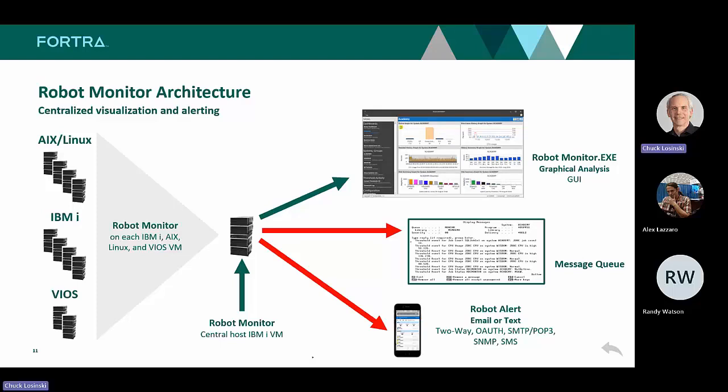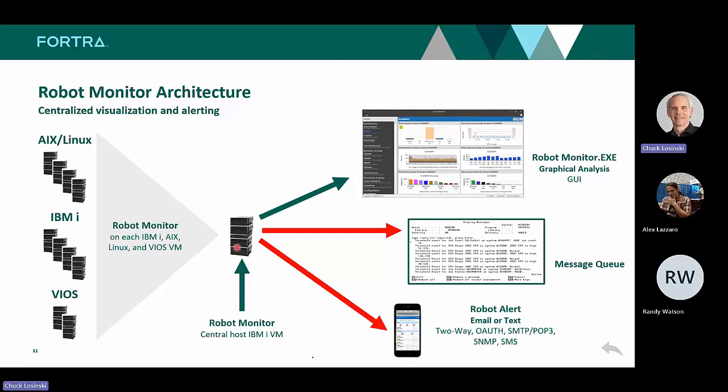As far as the architecture of Robot Monitor, it looks like this. You would install Robot Monitor on all your Power System partitions. You must have at least one IBM i partition, and one of those IBM i partitions is identified as being the central Robot Monitor host system. All the other partitions will be reporting into that central Robot Monitor partition.